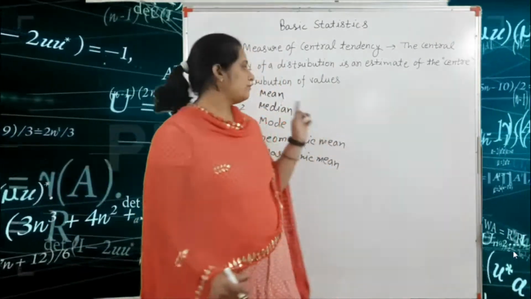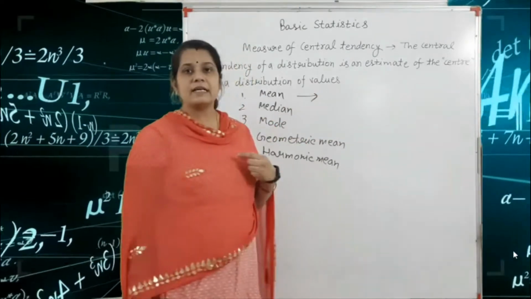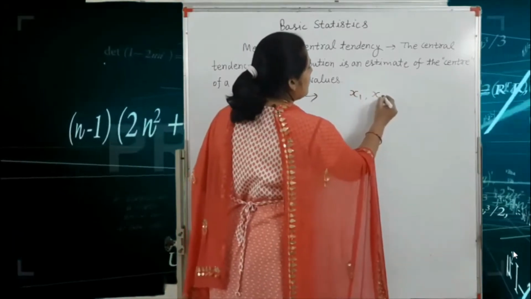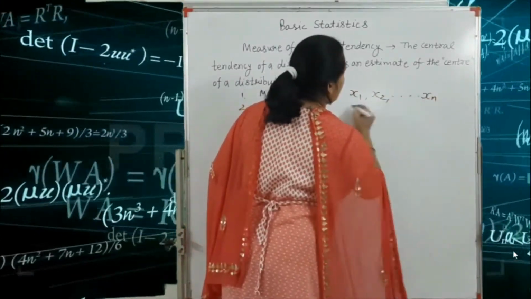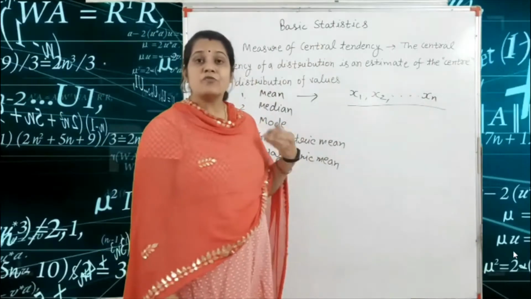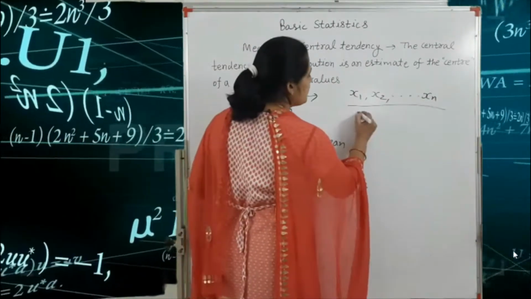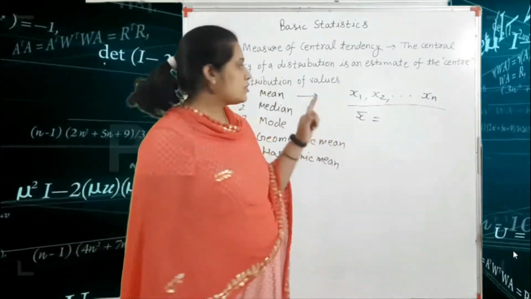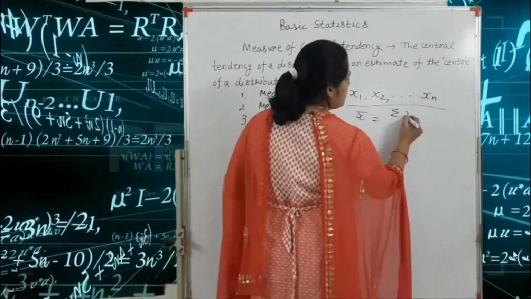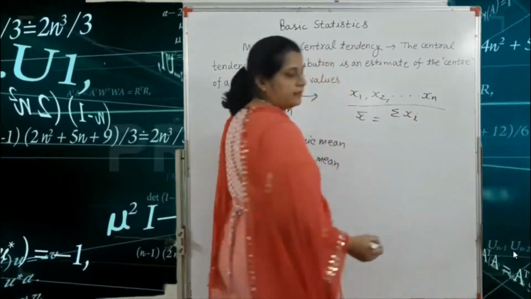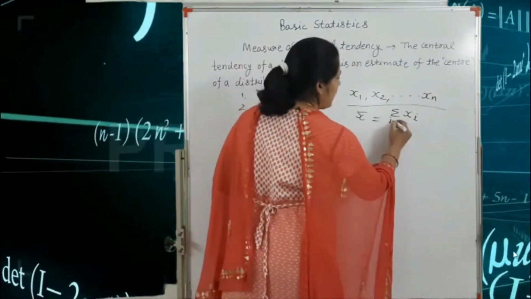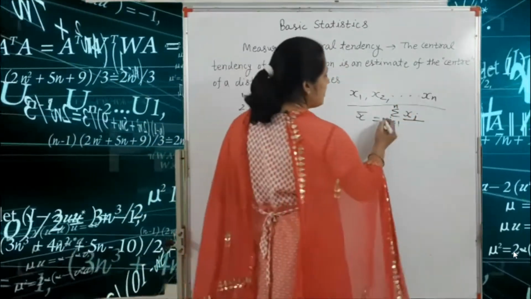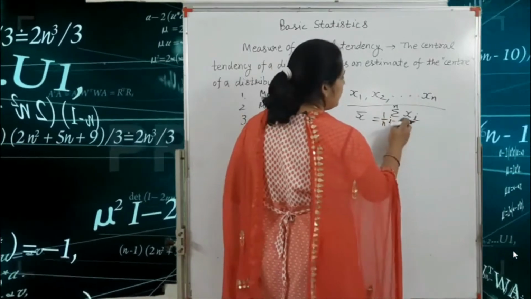Okay, so first we find the arithmetic mean. For example, we have n terms x1, x2 up to xn. So what is the mean? First we write x bar, that means the arithmetic mean. So x bar is equal to summation xi, where i is equal to 1 to n, divided by the number of terms, so we write 1 by n.